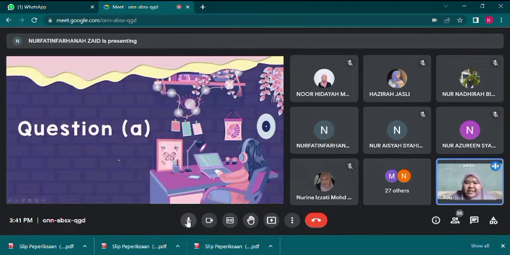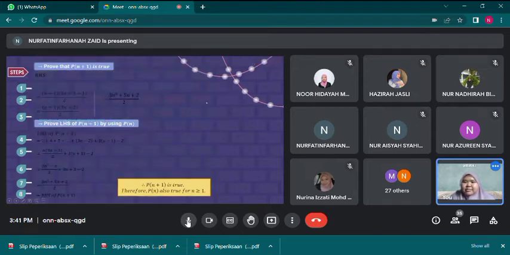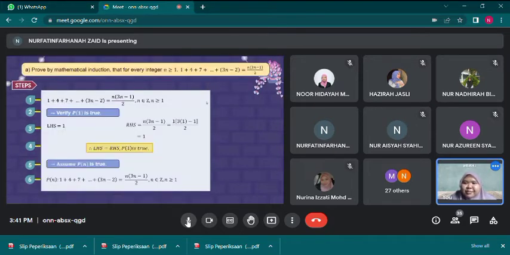Okay, for question A, prove by mathematical induction that for every integer n more than or equal to 1, 1 plus 4 plus 7 plus ... plus 3n minus 2 equals n(3n minus 1) over 2.